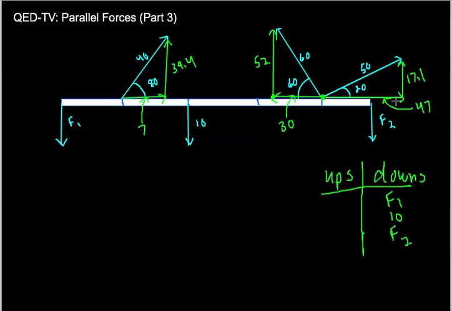So what do I have for ups? I have 17.1, I have 52, and I have 39.4. And if I add those all together, I get 108.5.